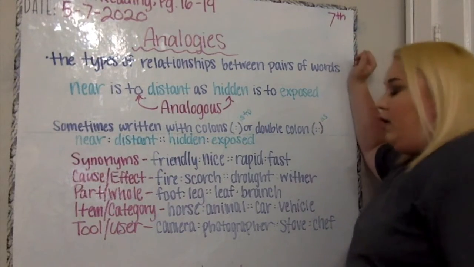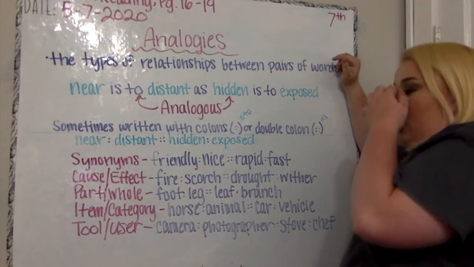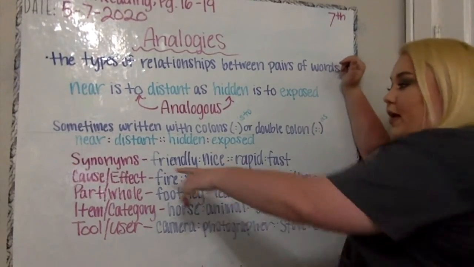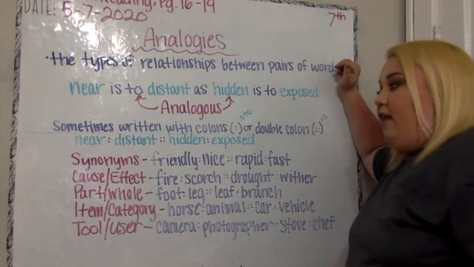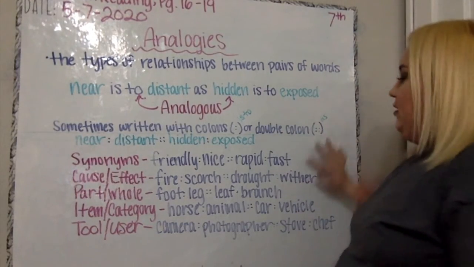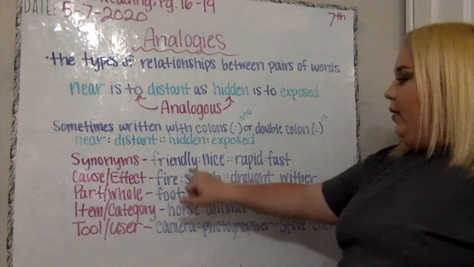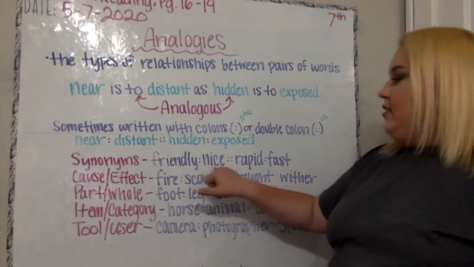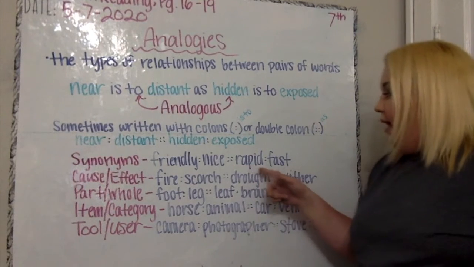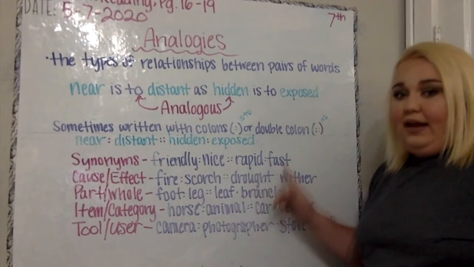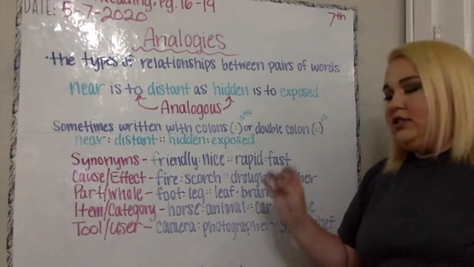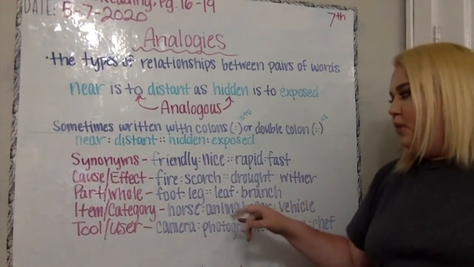Now, you can also use an analogy to compare things that are similar, which would be a synonym. That's technically our second kind, because the antonym was up here, but this is another kind of analogy. So we have friendly is to nice, because those are the same thing, as rapid is to fast, because rapid and fast are also the same thing. So these two sets of words are similar in the same ways.